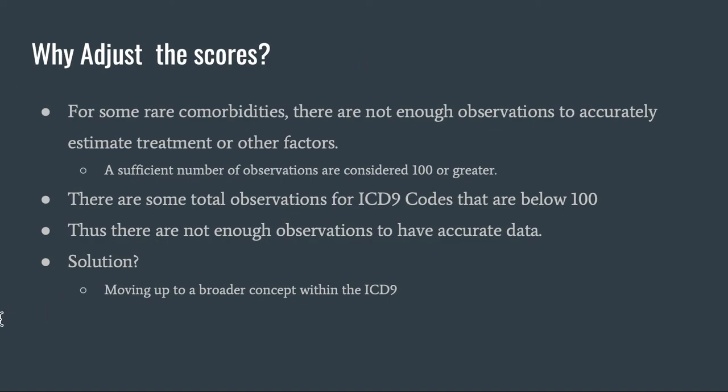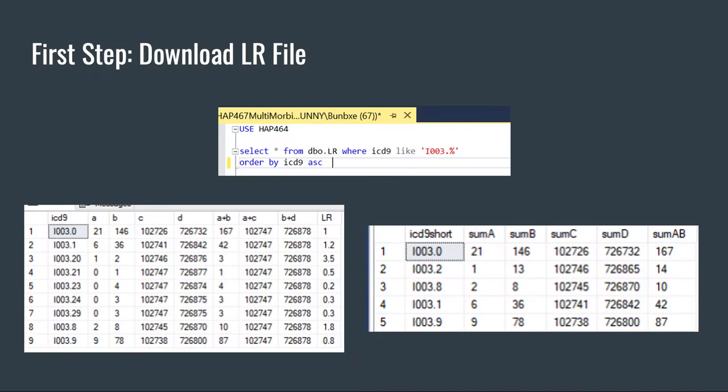So first, we want to download the LR file found on the open source website found in our course content. And if you put in this code, you'll be able to see the different ICD-9 codes that are similar to I003. And these are the ones that we will be working with today.